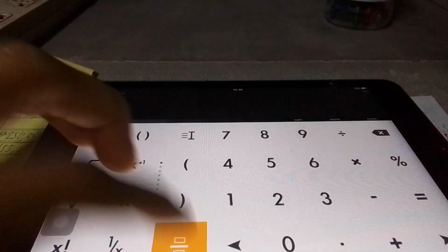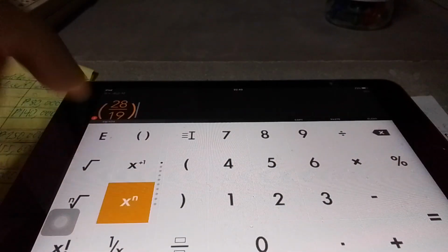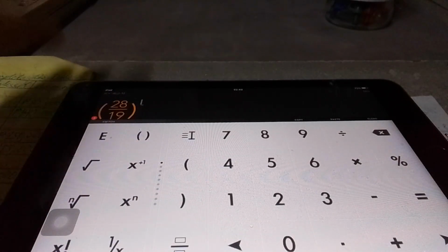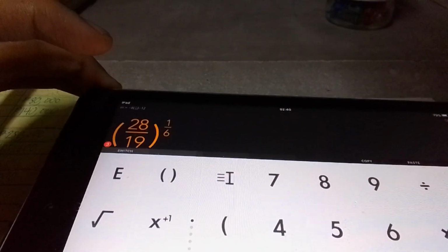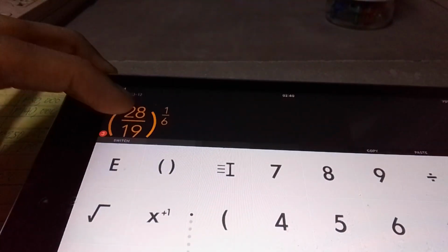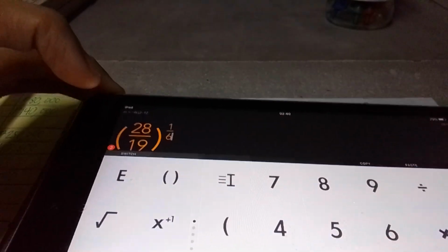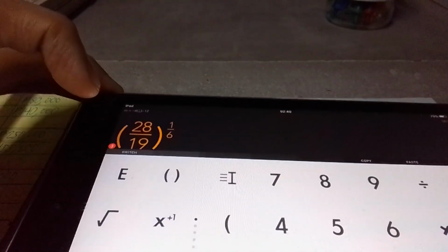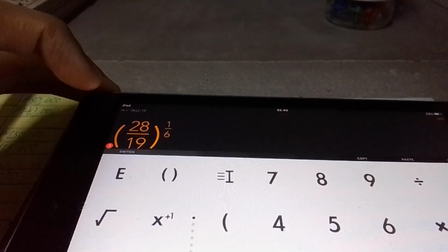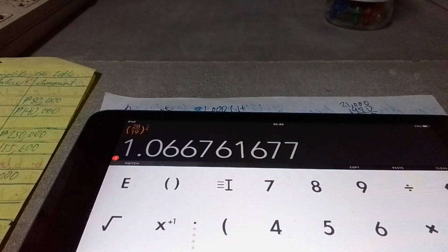Actually, they say now, let's say for example, if you don't have a root such that you have to specify it, you can simply do it this way. Put this in parentheses, the answer, which is 28 over 19, and then you raise it to that fractional exponent. Because you want to take the 6th root, that's why you have to do 1 over 6 power. Because the exponent is a fraction, we need to inverse that. So therefore, we're going to take the 6th root. And you should come up with the same answer of 1.0667. That should be the answer that you're supposed to get.